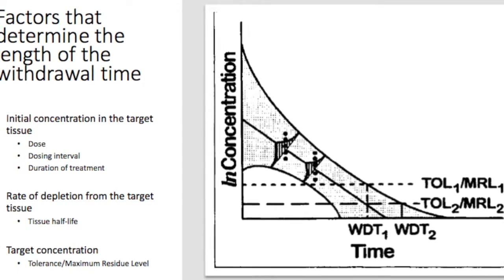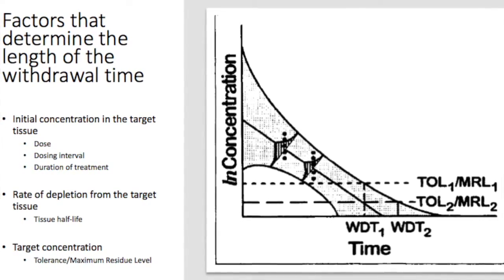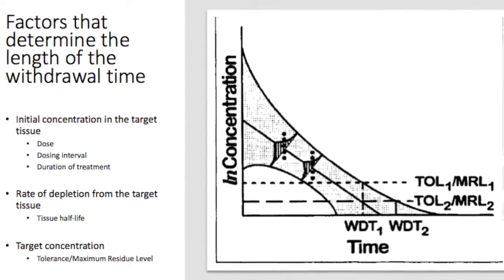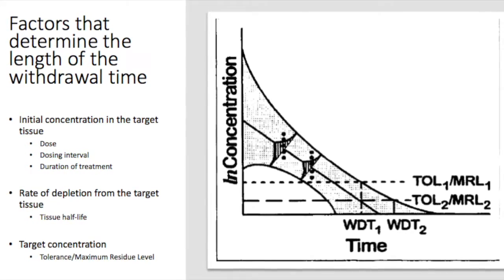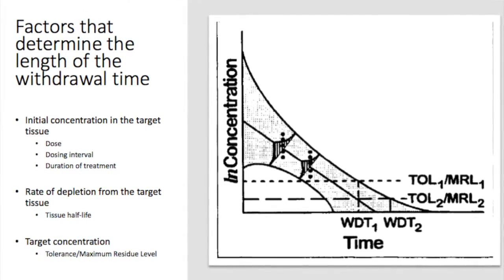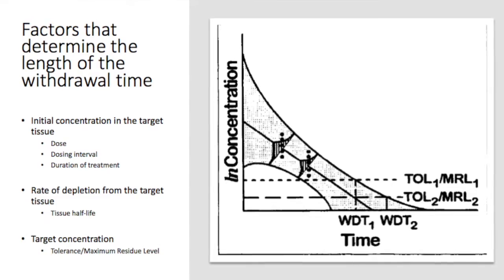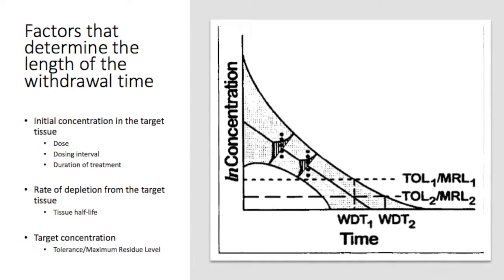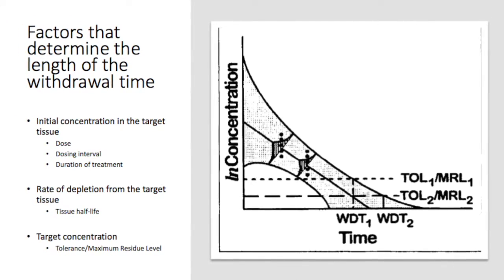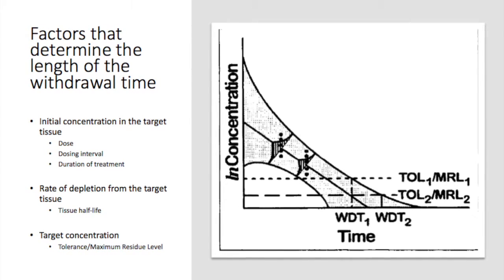The factors that determine the length of the withdrawal time are: 1. The initial concentration of the drug or its metabolite in the target tissue, which in turn is dependent on the dosing interval, or duration of treatment. 2. The rate at which the drug or its metabolite depletes from the target tissue, which we call the tissue half-life. And 3. What the specified concentration that is considered safe is, which we call the tolerance in the US, or the maximum residue level, or MRL, elsewhere.